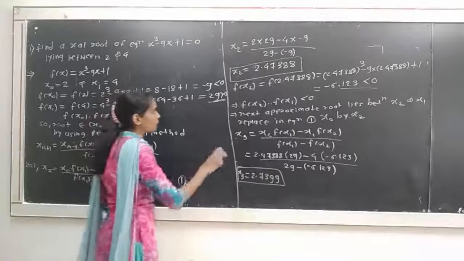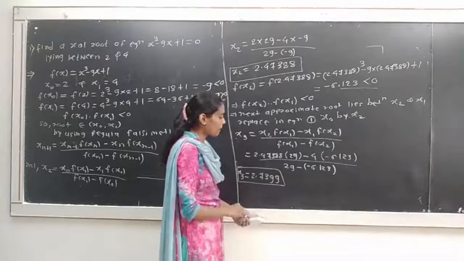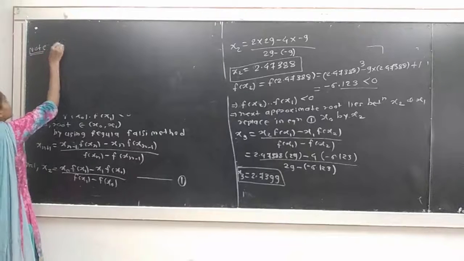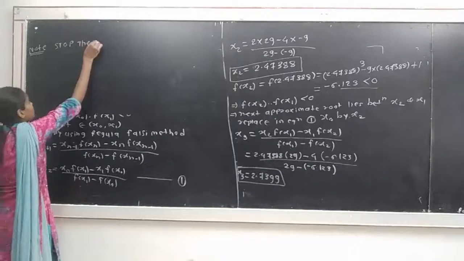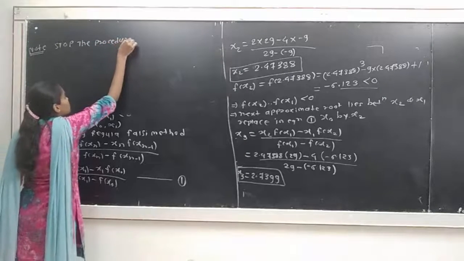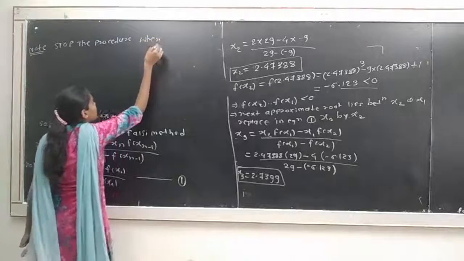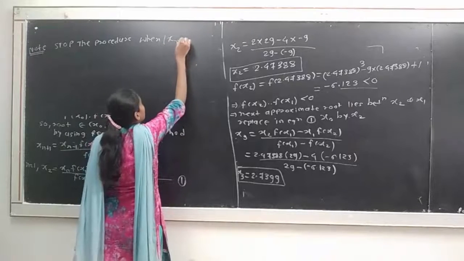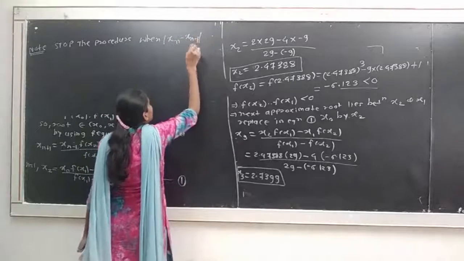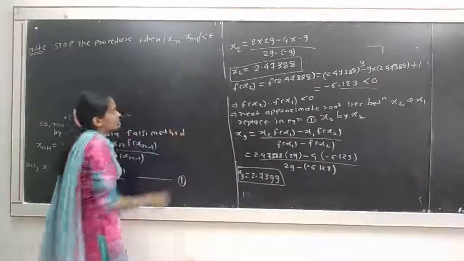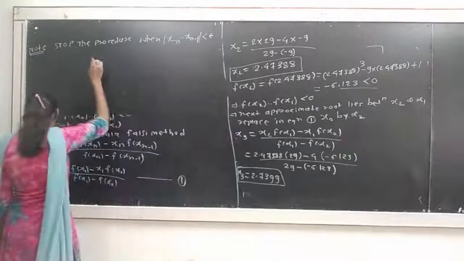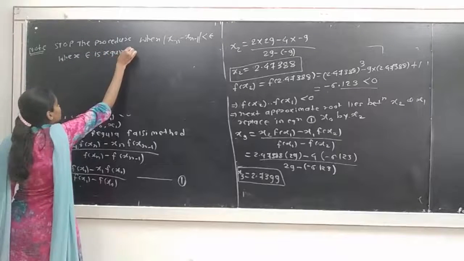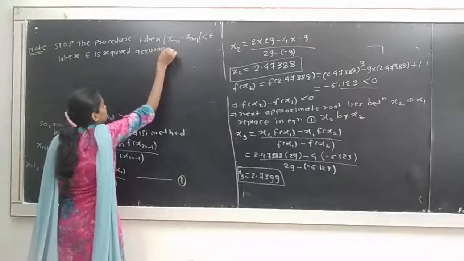Here we find the two approximations x2 and x3, and we stop the procedure when mod of xn minus xn minus 1 is less than epsilon, where epsilon is the required accuracy.